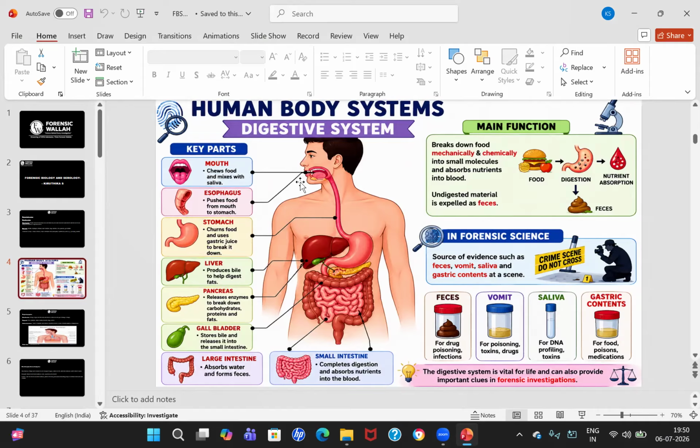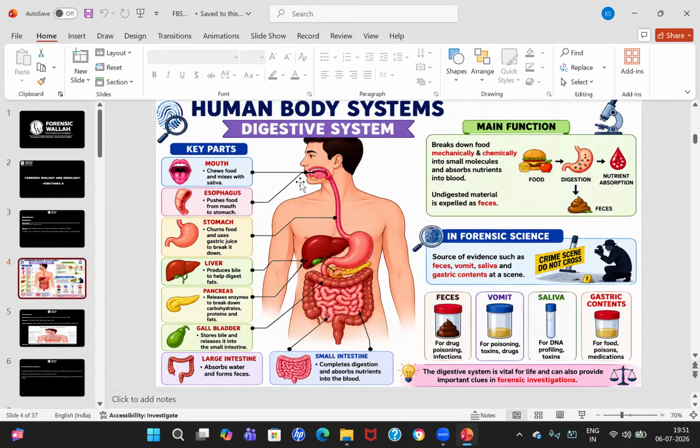Then you have your gallbladder. The liver produces the bile and the gallbladder temporarily stores the bile and then releases it into the small intestine during digestion. The large intestine absorbs the water, and the undigested food material forms the feces and comes outside through the anus. The small intestine completes the digestion process, with absorption of nutrients and everything taking place. Your large intestine absorbs the water and expels out the feces. So your main process of digestion is completed in the small intestine itself.